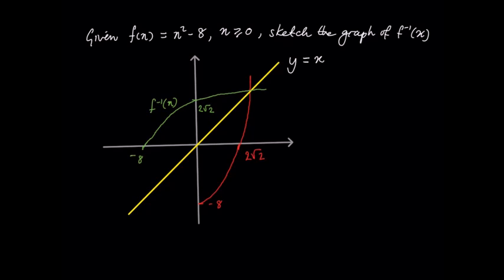All that remains is to write down the domain and the range for the inverse function. We can see that the domain of the inverse function f to the minus 1 of x must be greater than or equal to minus 8. So f to the minus 1 of x has a domain of x is greater than or equal to minus 8. And the range of f to the minus 1 of x is going to be greater than or equal to 0.